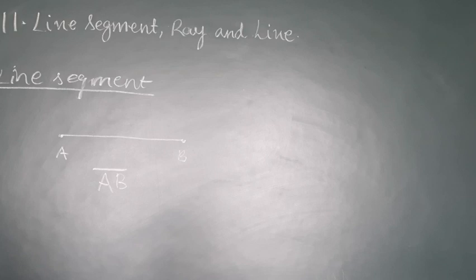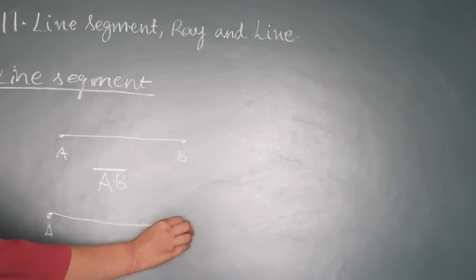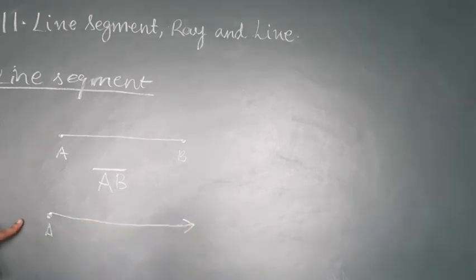And if I talk about a ray, it has only one end point. That means a ray starts from a particular point and we don't know up to where it can go. So there is only one end point in a ray. So we can say that a ray does not have a definite length, but a line segment has a definite length.